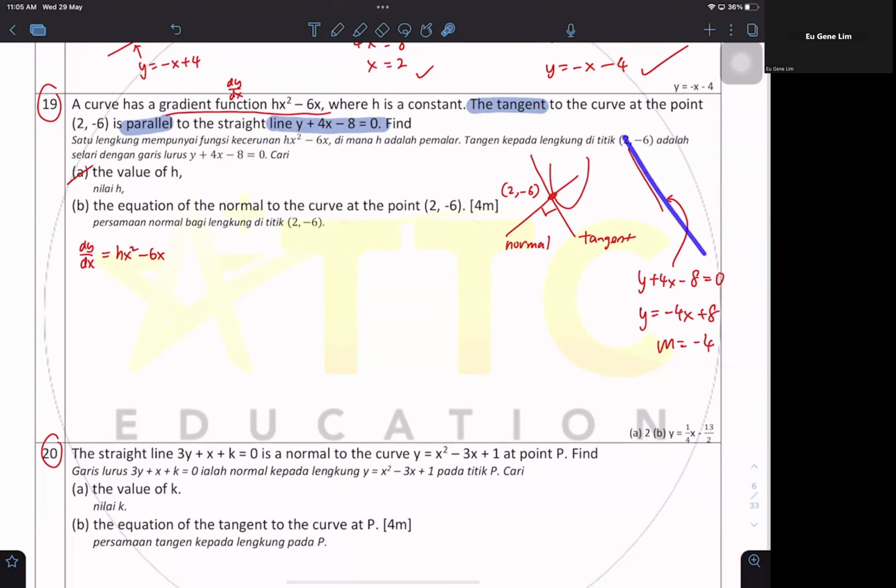And this line is parallel to the tangent, so the tangent gradient is also -4. But instead of writing m, I write m1, because the tangent is m1, right?